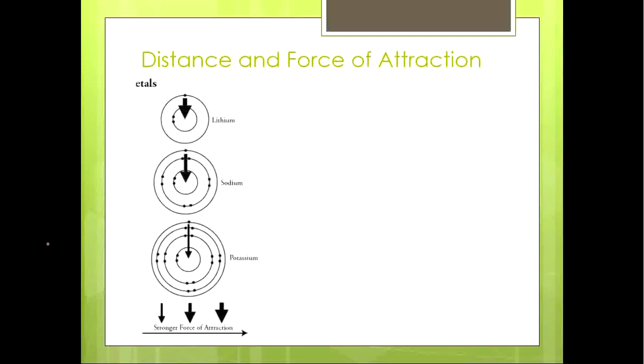When I talk about distance, I'm talking about the number of energy levels. Remember that each energy level represents the shells, or the rings, that you see here. First energy level means 1 ring, second energy level means 2 rings, third energy level means 3 rings, and so on. Obviously, the further out you go, the more distance there is. The more energy levels there are, the further the distance between the valence electrons and the protons in the nucleus.